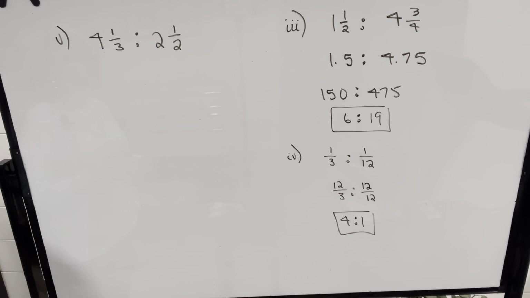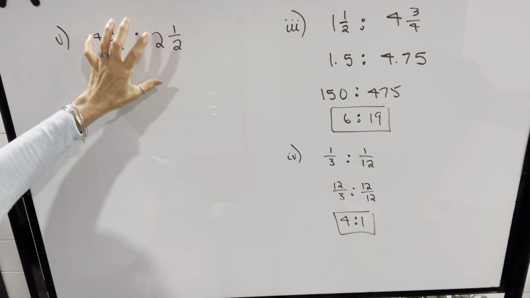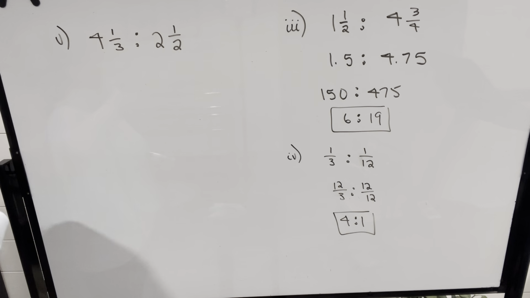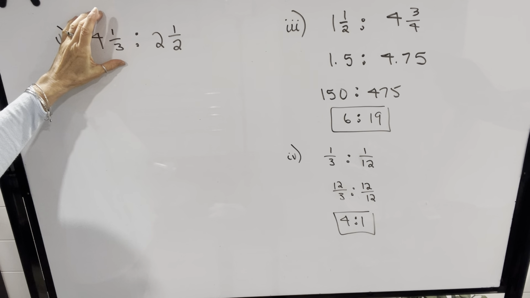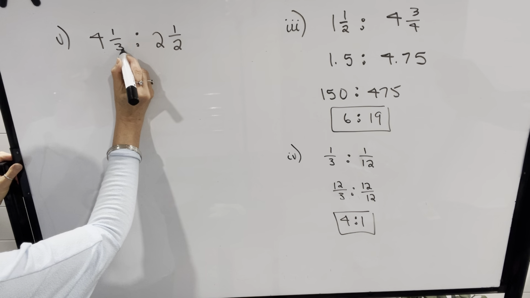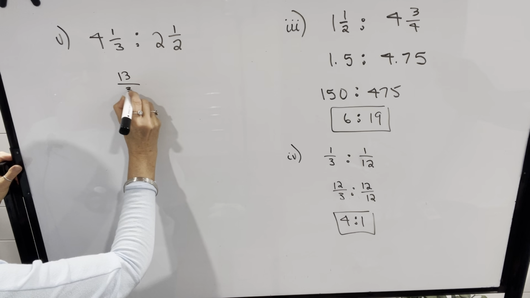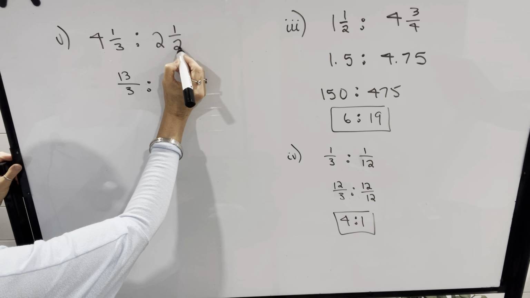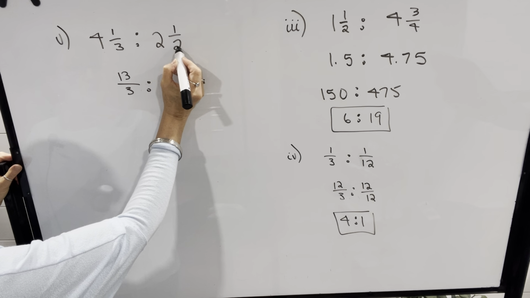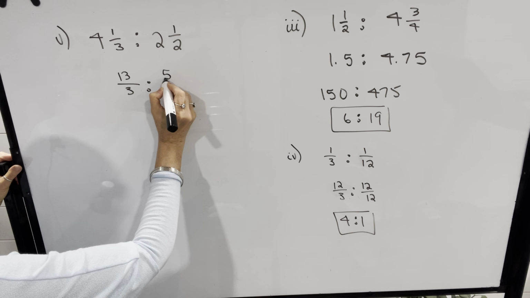In our next example, we have mixed numbers, so we have a whole number combined with the fraction. And before we start multiplying by anything, we need to change these to improper fractions. So 4 1/3, I go 4 times the denominator of 3 and add a 1. So that's going to be equivalent to 13/3. To change this to an improper fraction, I multiply 2 times 2 to get 4 plus 1. That will be 5/2.